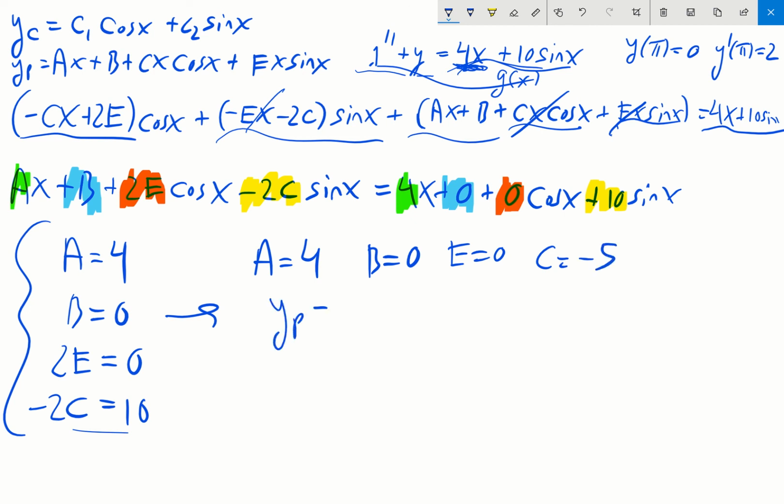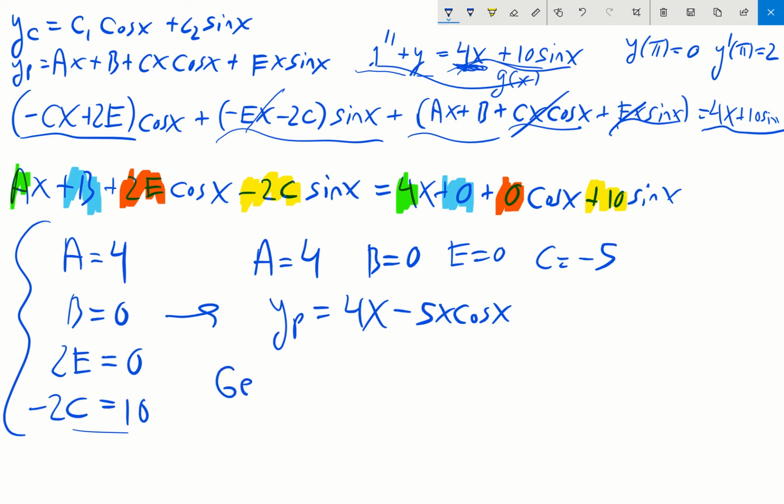Therefore, our particular solution is going to be y equals, it's a times x, so that's going to be 4x. B is 0, so we don't have to write that. E is 0, don't need to write that. And we have e x sine x, or, excuse me, I made a mistake here. C is the coefficient of the x cosine x term. That's negative 5x cosine x. And e is 0, so this term is not there.